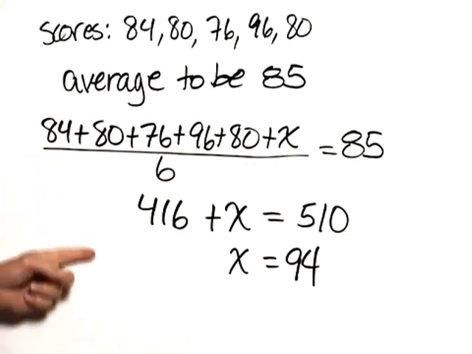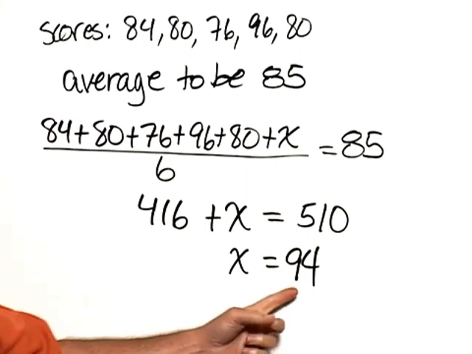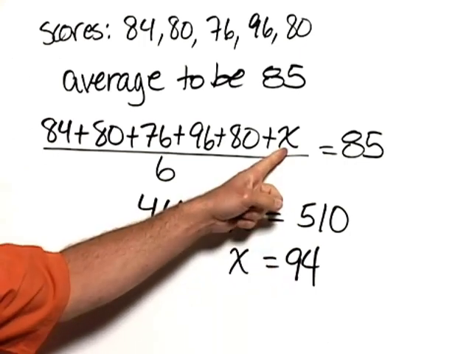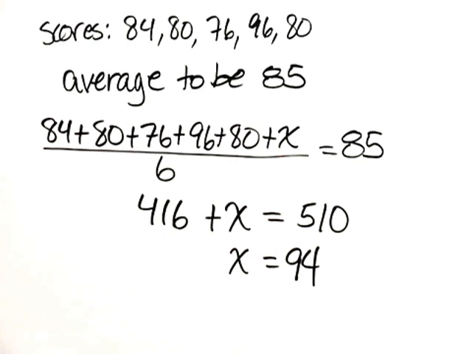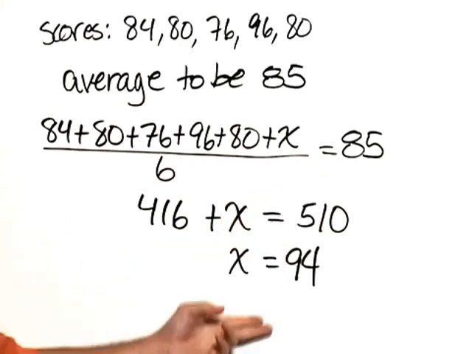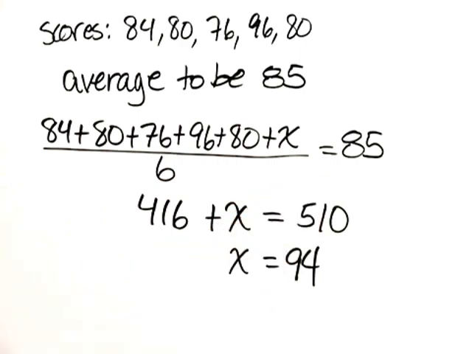We just did the carryout step, which is the 3rd step in the process. The 4th step in the process is to check the answer. And the easiest way to check would be to substitute the 94 in for x, add up all 6 test scores, divide by 6, and if it equals 85, we're right. And it does, in fact, do that.